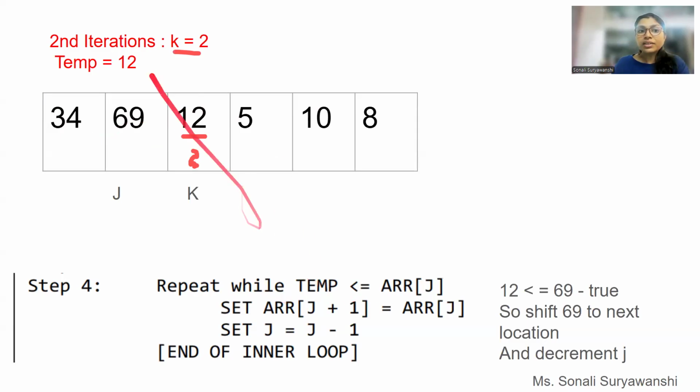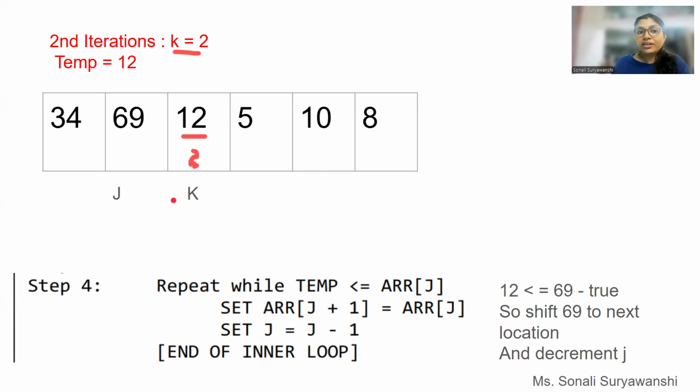So the condition here is if the temp value, which is 12, is lesser than array of j. Now array of j is 69. So 12 is lesser than or equal to 69. Yes, the condition is true. So what we do in that case, we are setting array of j plus 1 equal to array of j, which means array of j, which is 69, is stored at array of j plus 1. j plus 1 means the next location. So we are simply shifting this number here. That means 12 will get overwritten. So 69 will come here. There will be a blank space at this place.